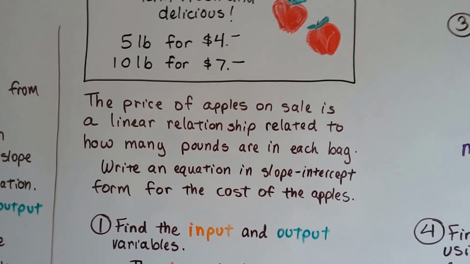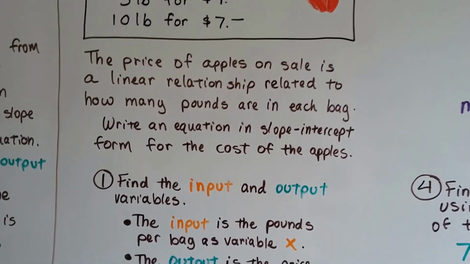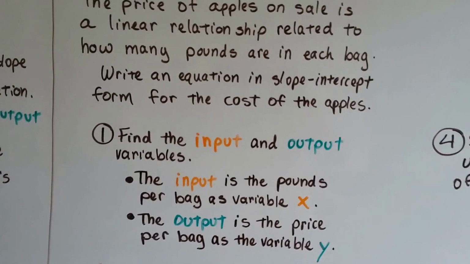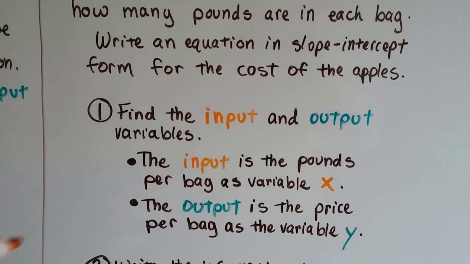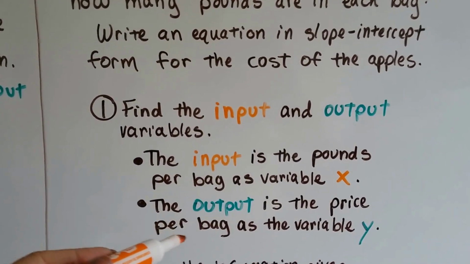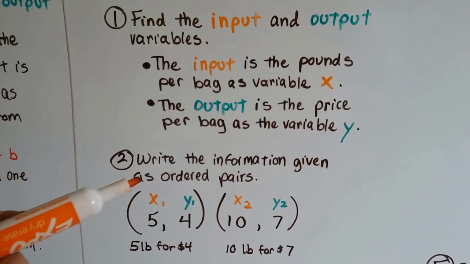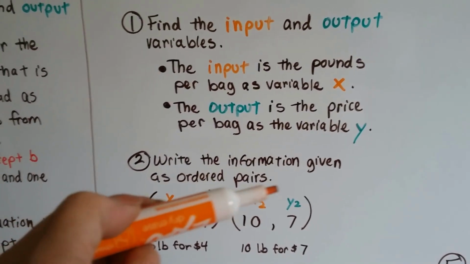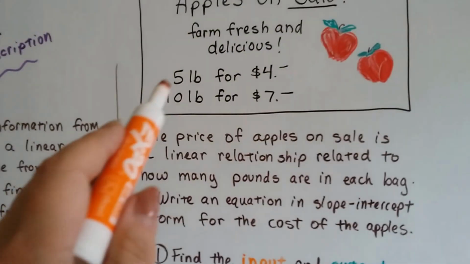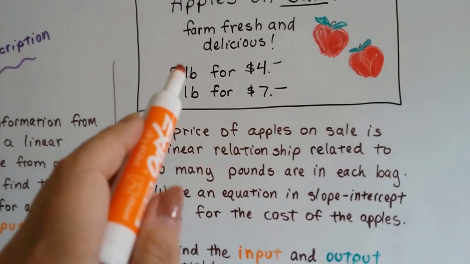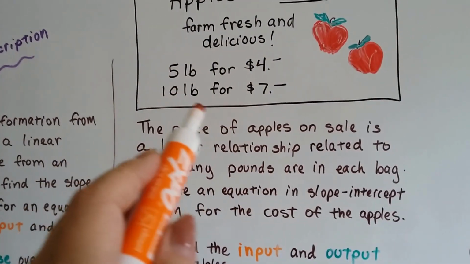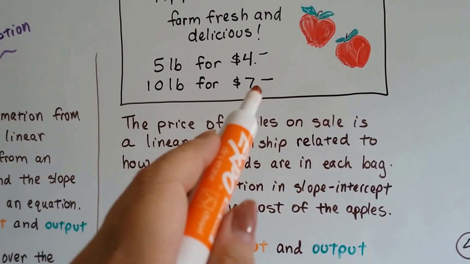So we find the input and output variables. The input is the pounds per bag as variable x, and the output is the price per bag as the variable y. And we write the information given as ordered pairs, x1, y1, and x2, y2. So the 5 pounds for $4 is x1, y1, and the 10 pounds for $7 is the x2, y2.